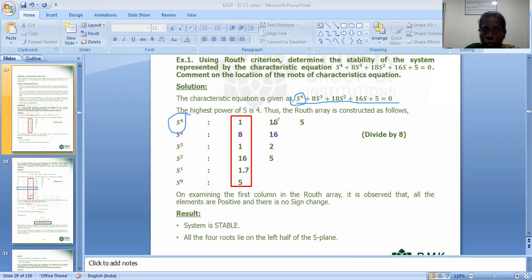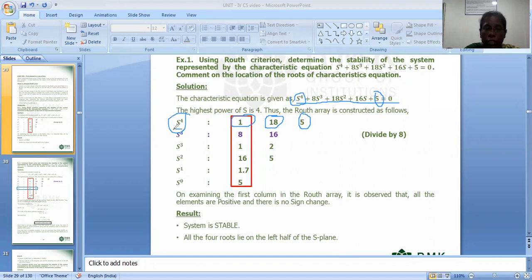However, for forming s power 4 row, I have to take the coefficients of even terms, right? Since 4 is an even number, I have to take the coefficients of even terms. So for s power 4, the coefficient is 1, and the next even term is s square term, and that coefficient is 18, and the next even term is the constant term, which is 5. So therefore, I have taken 1, 18, and 5 for filling up the s power 4 row.